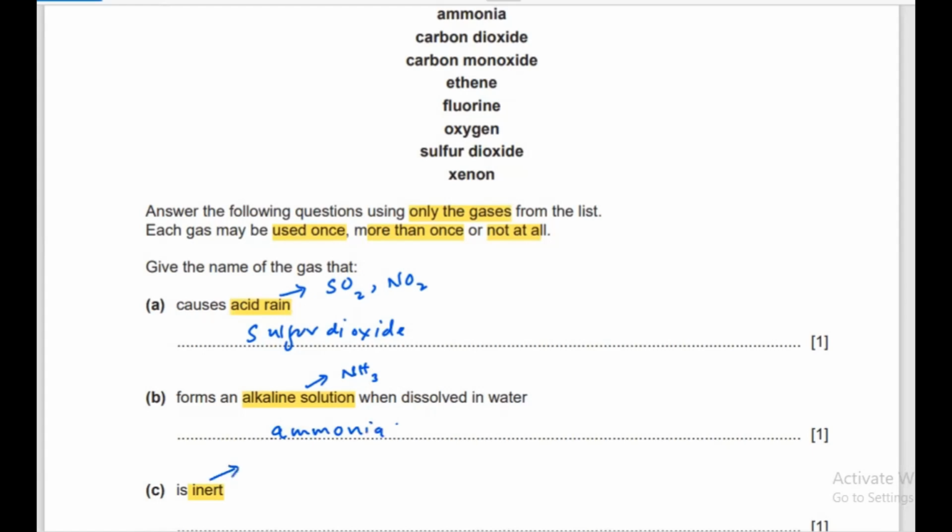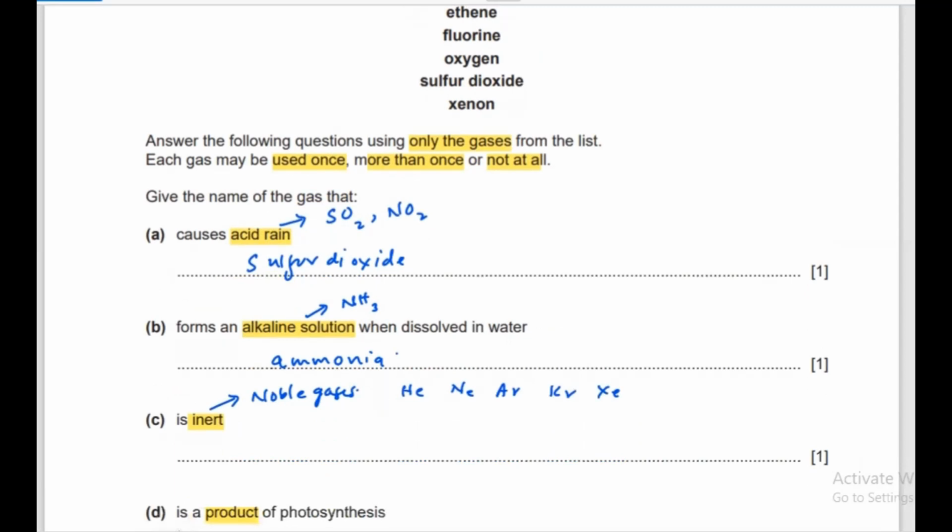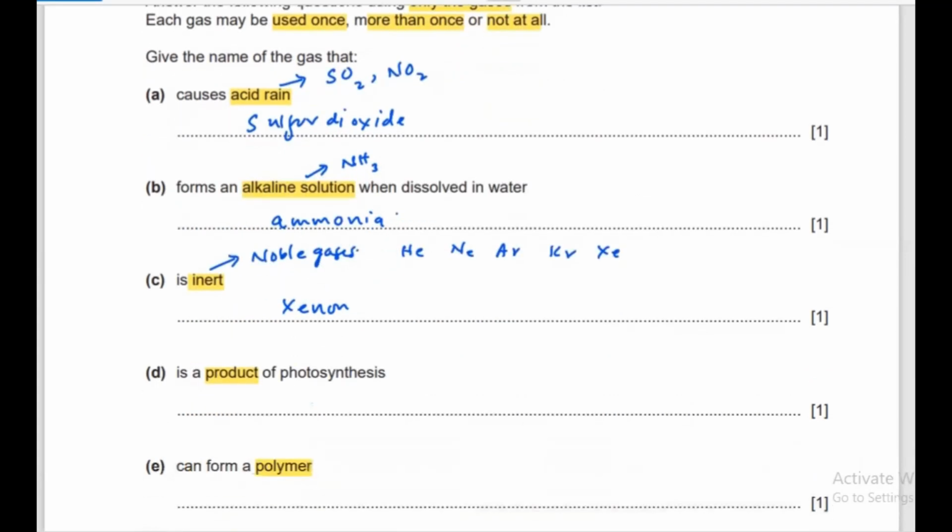Inert. Inert gases are group 8 gases, noble gases. So just look at the group 8: helium, neon, argon, krypton, xenon, radon. So these are the gases of group 8A. So xenon is the gas which is inert.